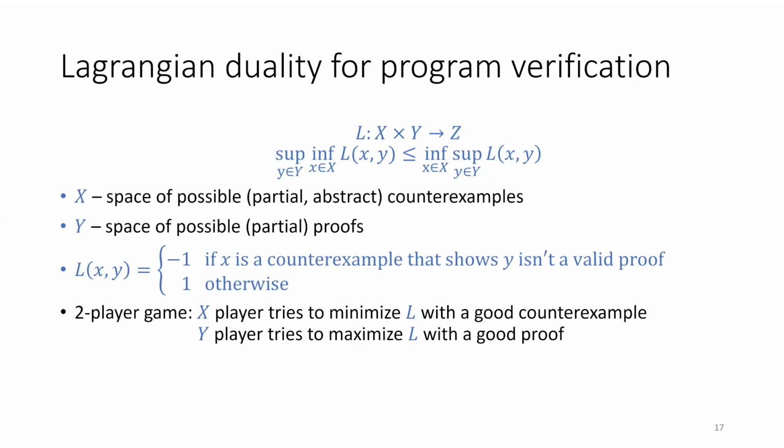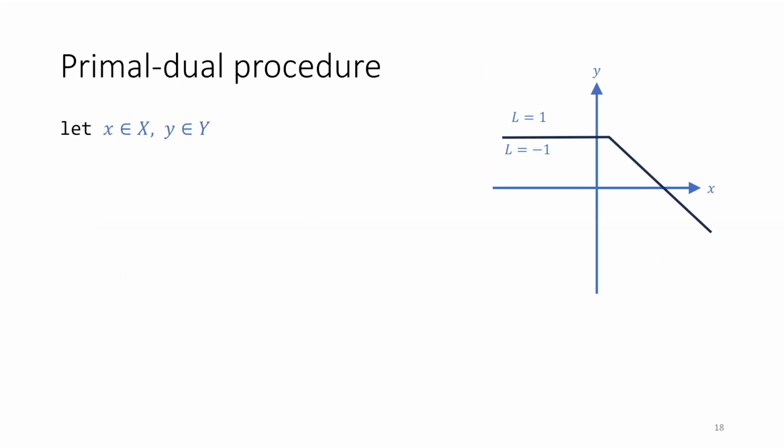Here's how we applied it for verification. We typically let x be the set of possible counterexamples, partial or abstract, and let y be the set of possible, maybe partial, proofs. Then we define the Lagrangian to be -1 if x is a counterexample that shows why the proof in y is not good, and otherwise it's 1. You can think of it as a two-player game. One player is trying to find a proof and one player is trying to find a counterexample.